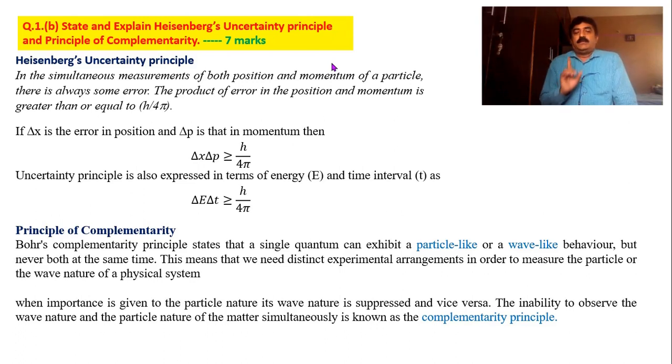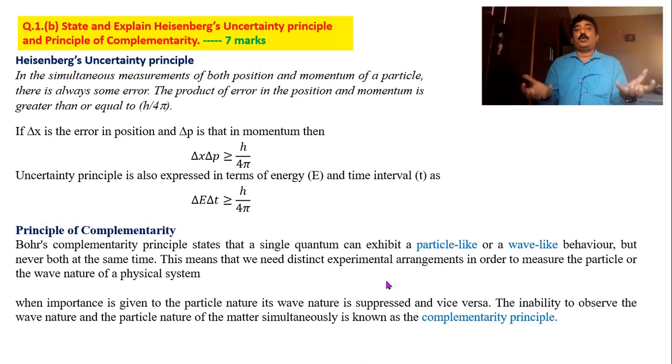Okay, this means that we need distinct experimental arrangements in order to measure the particle or wave nature of the physical system. So that means a particle can either exhibit particle behavior or wave behavior. Any one behavior it will exhibit at a time. Even though it has got both of them, what we call dual nature, at a time it can behave like either a particle or a wave.